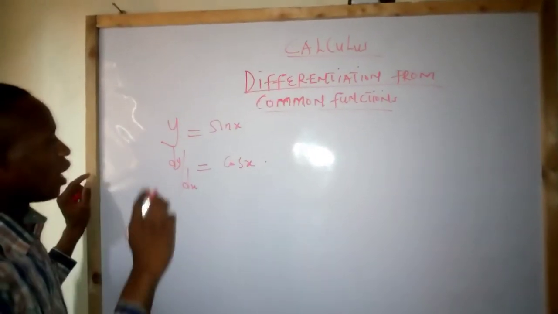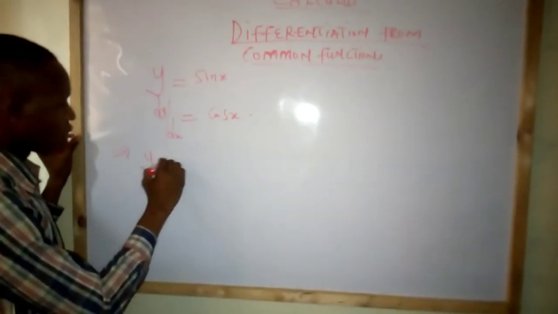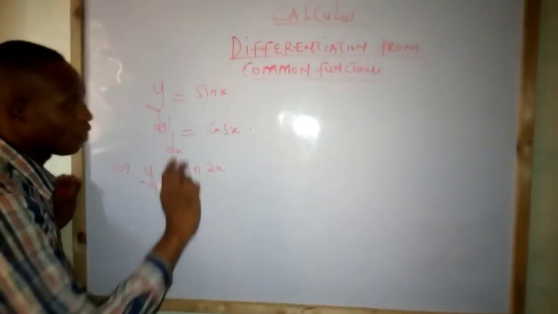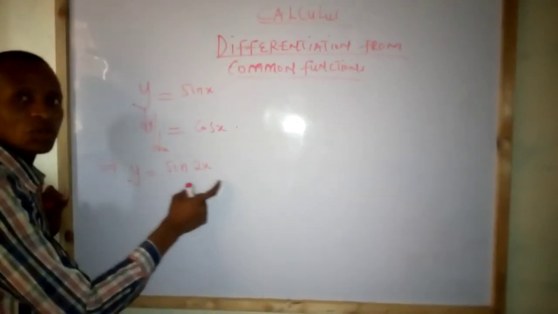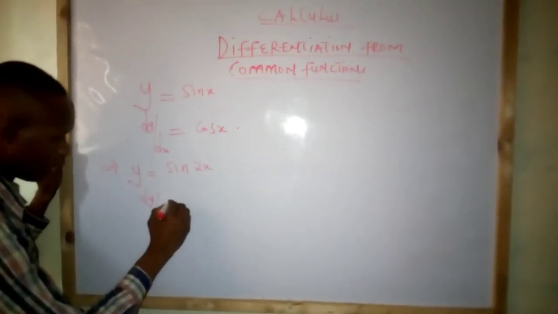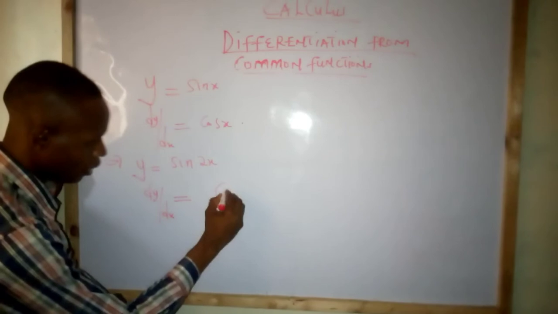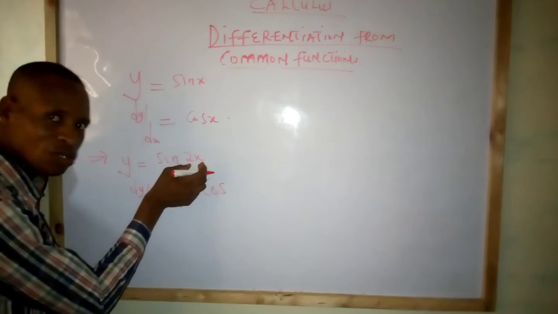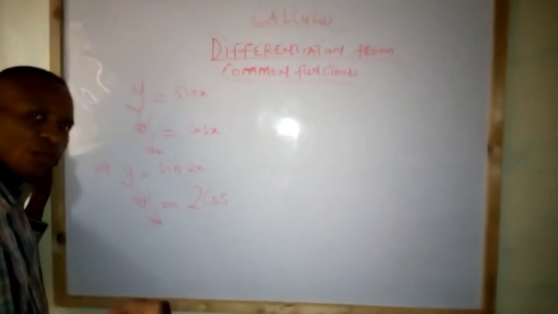Now, if you are given y equals sine 2x, how do we handle this? It is very simple. Already we have established that sine x changes to cos x. How do we handle sine 2x? We simply do this. The dy/dx is equal to, now we know that sine changes to cos. We write the cos here. Then the function at the front, which is 2x, we differentiate that function. When you differentiate this function, you simply have 2. Put the 2 here.